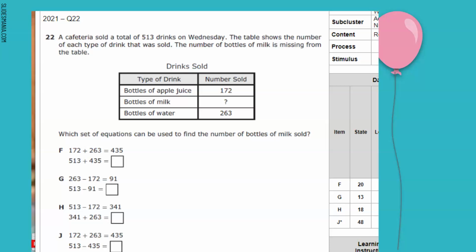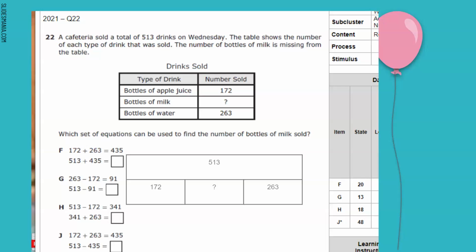So if I were drawing this in a strip diagram, I would put 513 at the top, right? The table shows the number of each type of drink that was sold. The number of bottles of milk is missing from the table. Which set of equations can be used to find the number of bottles of milk sold? Again, I would have a strip diagram. I would have my students, every time we do any kind of word problem, 3.4a or 3.5a, let's draw a strip diagram to help us decide what operations we're going to be using.